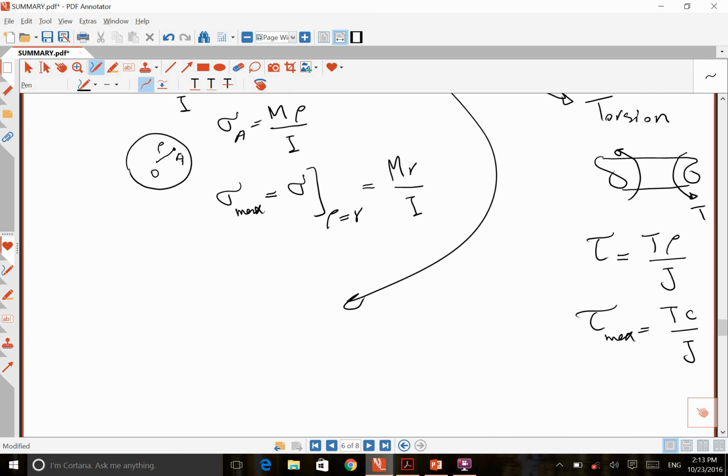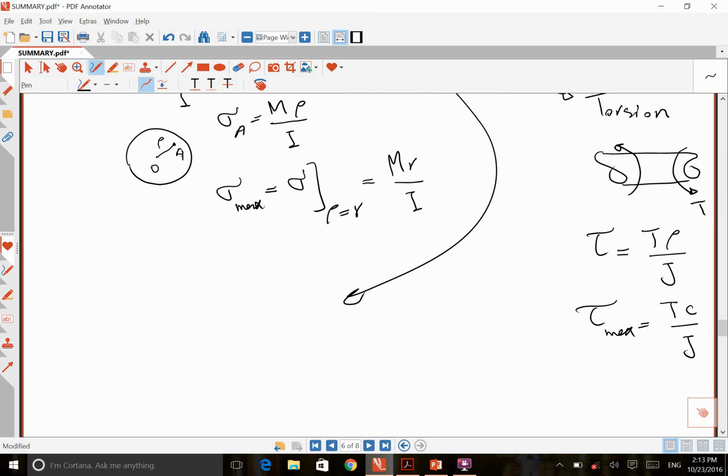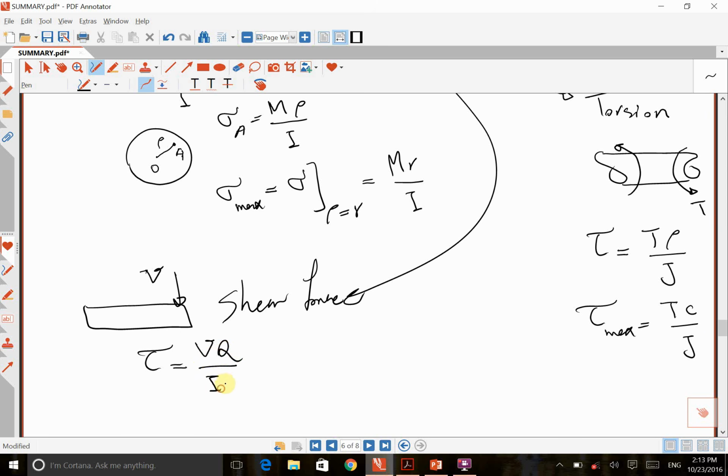We can have a fourth type of loading, which is shear force. For example, when we have a specimen like this and some force like V is acting, that force causes some stress, let's say VQ over I t, and so on.